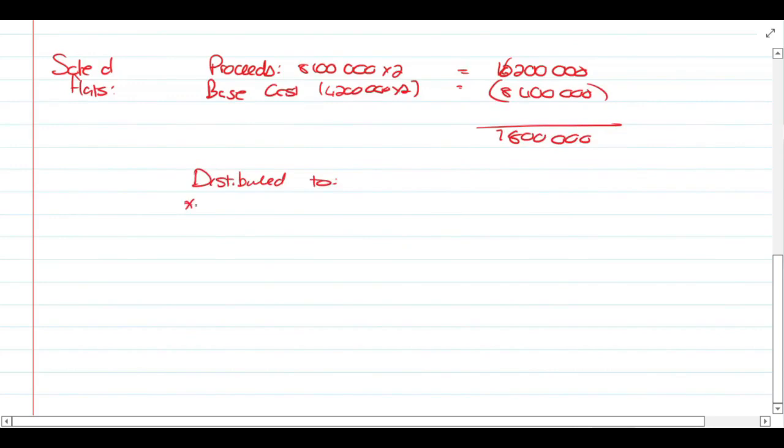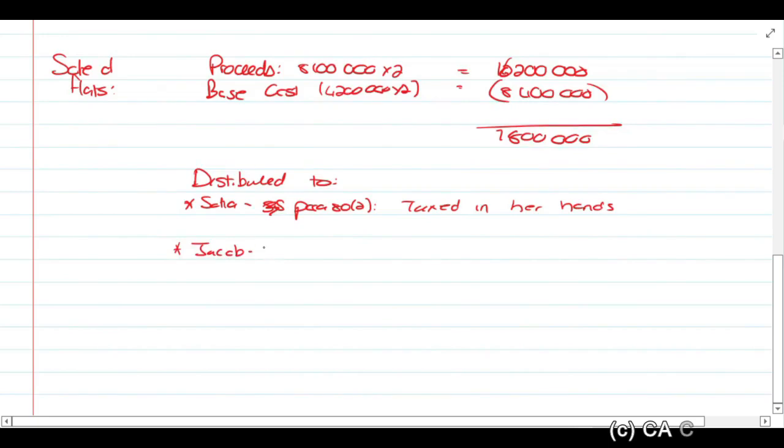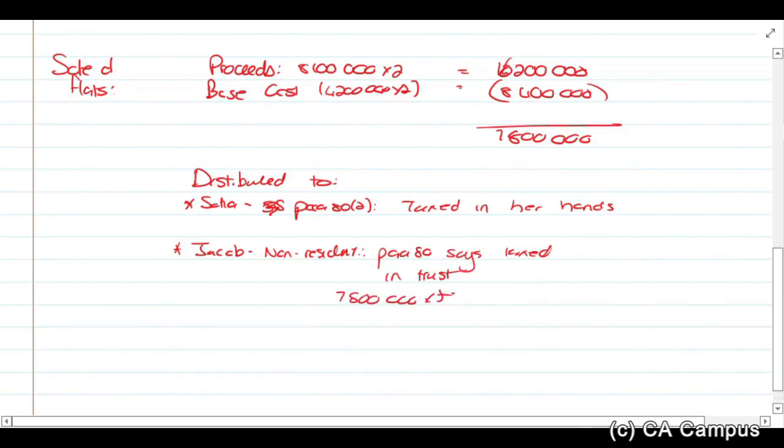Distributed to Sophia, paragraph 82, taxed in her hands. Jacob, non-resident, thus paragraph 80 says taxed in trust. You could just say non-resident, therefore taxed in trust. So 7.8 times 50% is 3.9 million.